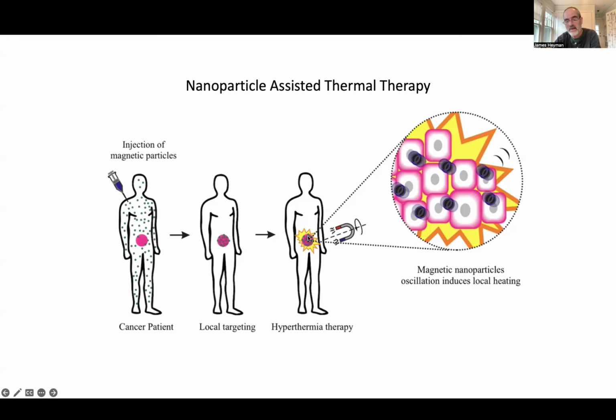And the idea is that by doing this, we can locally heat up just the tumor inside of the patient. And if one can heat the tumor by 5 to 7 degrees Celsius and hold it at that elevated temperature for a little while, then the excess heating will destroy the tumor. It will kill the tumor cells. Of course, the goal is to heat only the tumor and not heat up the surrounding tissue and cause damage to healthy tissue. So that's the trick that we need to master in order to use thermal therapy.